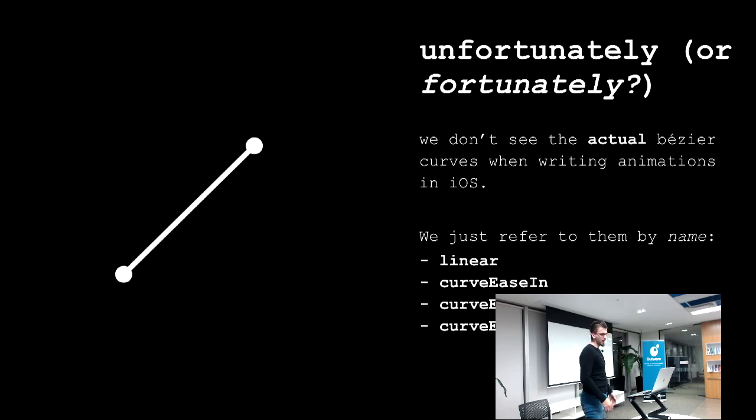Unfortunately, or is it fortunately, we don't see the actual Bezier curves when we're writing animations in iOS. We just refer to them by name. The common ones are linear, curve ease in, curve ease out, and curve ease in out. Linear is this one on the left. It just means the animation will move from point A to point B, B being the goal, at a steady rate over the course of the duration that you give it, i.e. 1 second. It will accelerate at a static speed and stop abruptly. That's why this one is so pretty, and everyone usually uses it, at least I do: curve ease in out, because I want it to start off slowly, speed up, and then slow down before it comes to a halt.